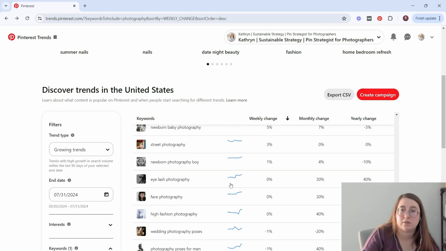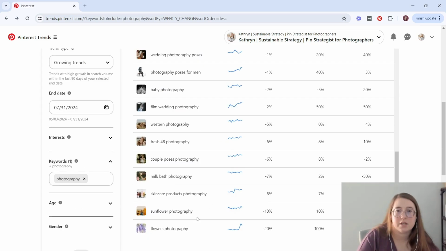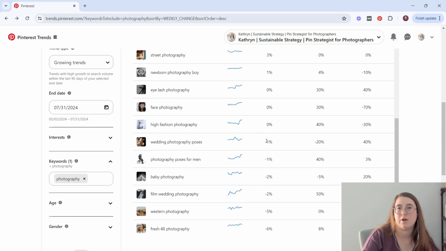Ooh, eyelash photography. Even though this is 0, it's trending this month and it's trending this year. Normally I wouldn't include these in there, but this is the first keyword like this I've seen. And I know that we have some photographers out there that work with people in this industry. And then I just scroll down through the rest of the list. So because I've done weekly change, once I get to 0, all of these are negative, and I move on.